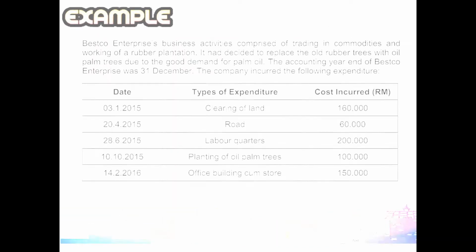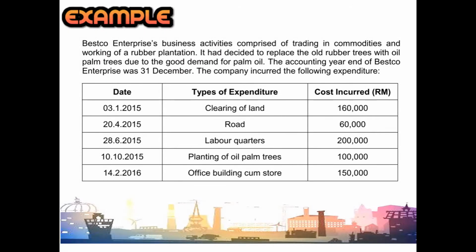So let's have a look. For example, Basco Enterprise's business activity comprises trading in commodities and working on a rubber plantation. This business, kita kategorikan dia sebagai agriculture because it involves a rubber plantation. It has decided to replace the old rubber trees with oil palm trees. Nak tukar daripada pokok getah kepada pokok kelapa sawit.